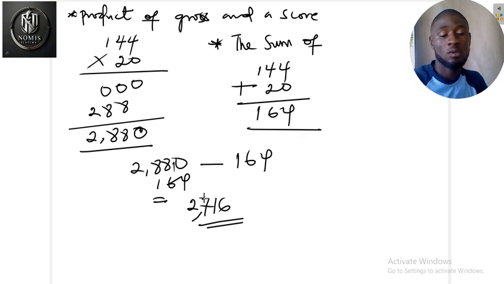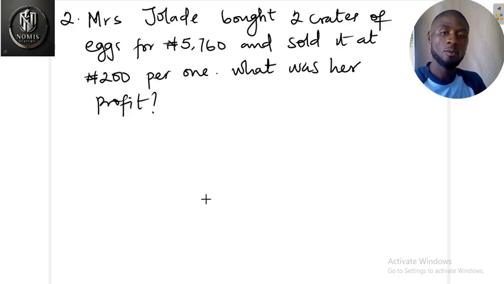Now let's take another question. Question number 2 says Mrs. Jolade bought 2 crates of eggs for 5,760 naira and sold it at 200 naira per one. What was her profit? We didn't know how much she bought one. We didn't even know how many of the eggs were bought.